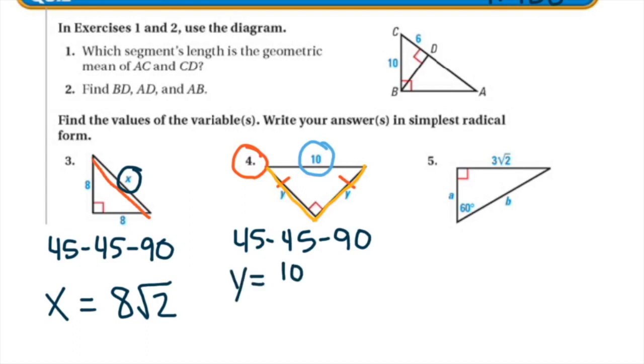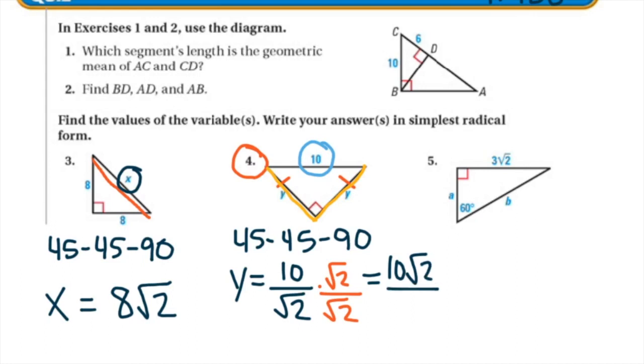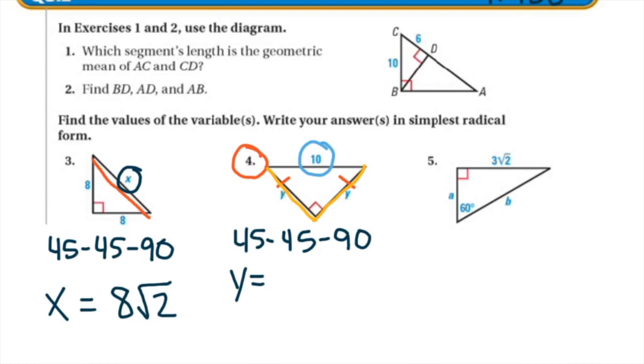But we can't leave it just as 10 divided by radical 2. We have to rationalize. So if we rationalize this, we're going to multiply the numerator and the denominator by radical 2, leaving us with 10 radical 2 divided by 2. However, our final answer could be simplified even more because 10 divided by 2 equals 5 over 1. So our final answer for number 4 is 5 radical 2.